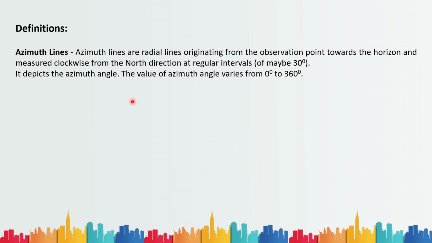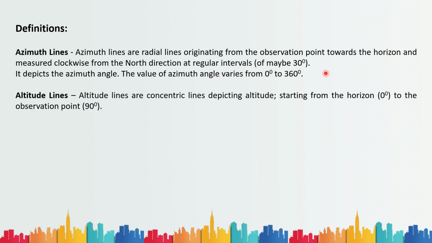It depicts the azimuth angle, isn't it? And the value of azimuth angle, as I told you 3 slides ago, varies from 0 degree to 360 degree. Now see, altitude lines. Altitude lines are the concentric lines, right? That 0, 10 degree, 20 degree, 30 degree, up to 90 degree. The altitude lines are concentric lines depicting the altitude starting from the horizon, that is at 0 degree, to the observation point, that is at 90 degree.